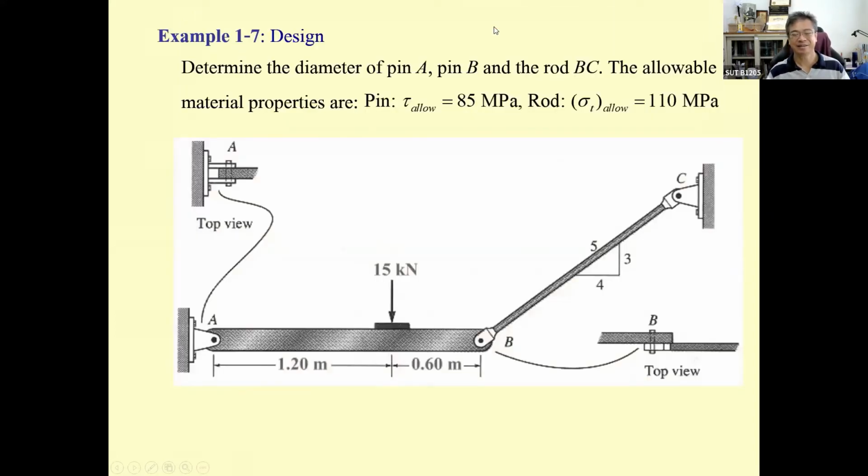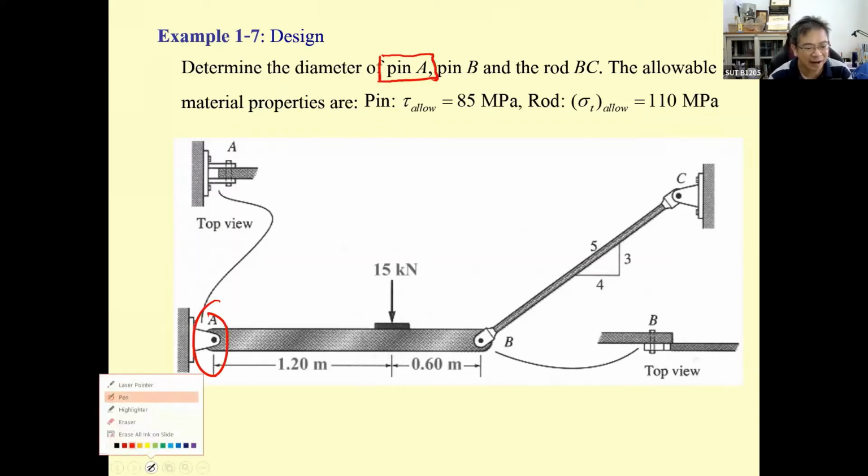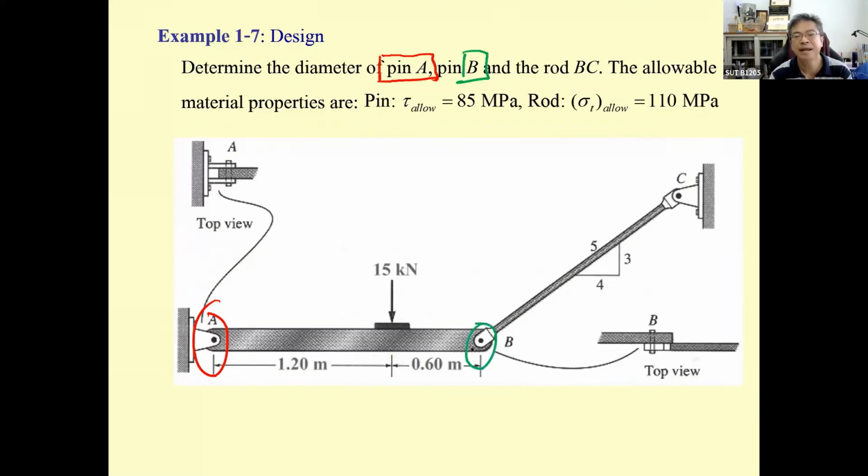Okay, next, let us do the design. The design, they ask us to determine the pin A, to determine the pin B, and to determine the diameter of the rod BC.